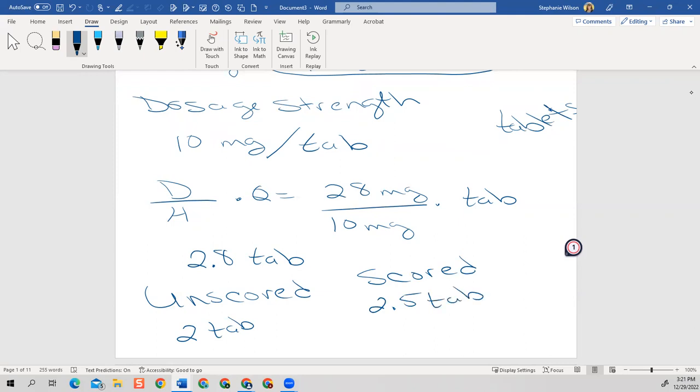Now, if I ask you how many dosages in 5 days, well, we're going to take our answer. Let's do the scored. We're going to take that 2.5 tab and multiply it by BID, which is twice a day, times the 5 days. So now I got 2.5 times 2 times 5, which is 25 tabs in 5 days. And that would be the correct notation.